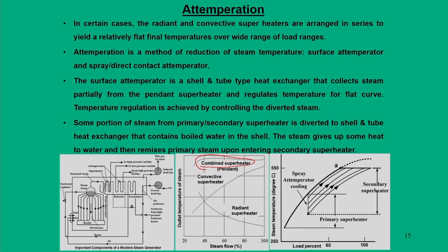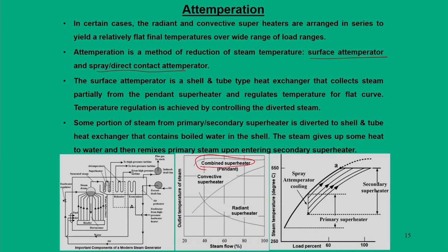So, that is what we call a process called attemperation. In certain cases we require the convective and radiant superheaters arranged in series to yield a flat final temperature curve over a wide range of temperatures. So, attemperation is a method of reducing steam temperature, and it is done by two methods: one is the surface attemperator, the other is the spray or direct contact type attemperator.